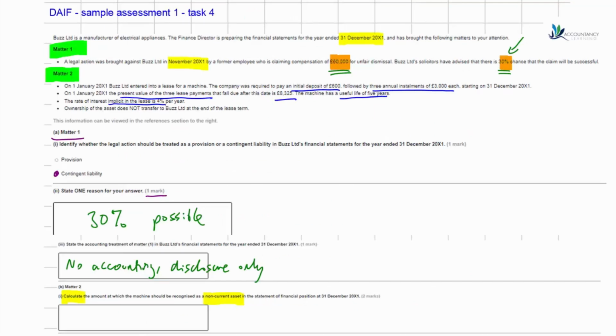And therefore, the two exemptions do not apply in this case, and we need to recognise the right of use asset. So the question was asking us to calculate the amount at which the machine should be recognised at the end of the year. So again, let's have a look at the standard to tell us how we should initially recognise it.